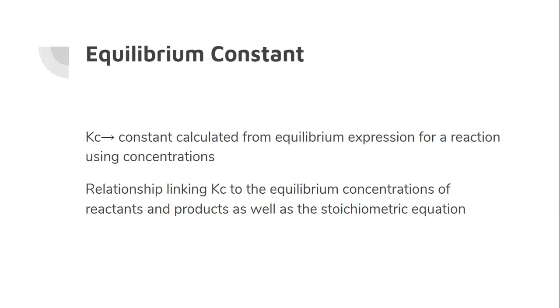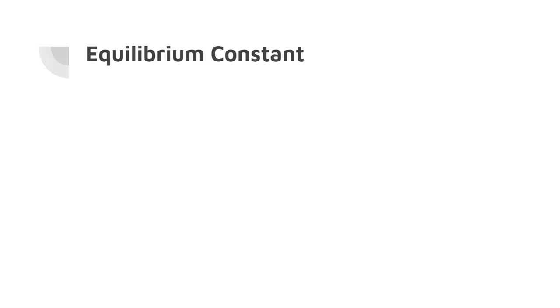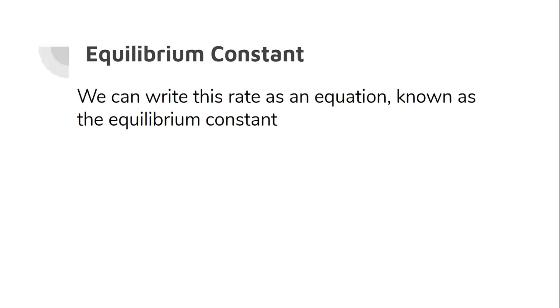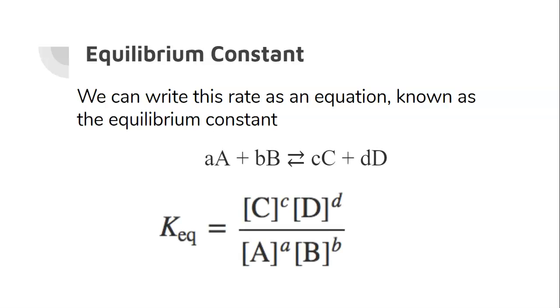equation, remember that balanced equation I told you was going to come back to you. That balanced equation is really important because we're going to use some of those numbers. So that means we need to make sure our equations balance while working through this. So we can write our rate as an equation known as the equilibrium constant. And here's our example. So little a big A plus little b big B yields little c big C plus little d big D. Okay, so here's our equation first off.